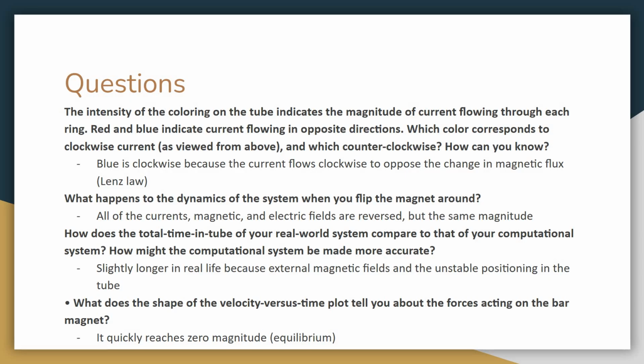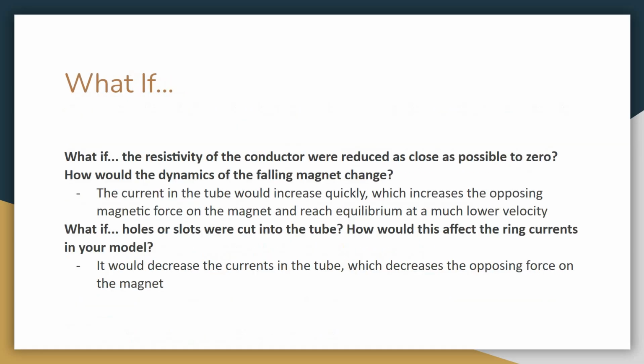We found that it's slightly longer in real life, but this is likely due to the external magnetic fields and the unstable positioning of the tube. In the computational model, we assume that the positioning in the tube was at the center the entire time, but that's not how it is in reality. And what does the shape of the velocity versus time plot tell you about the forces acting on the bar? We concluded it quickly reaches zero magnitude, which is equilibrium.